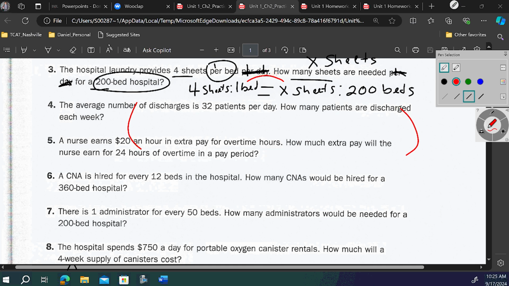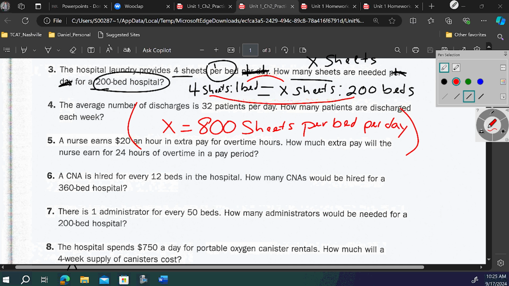1 times X is X sheets, and then I'm just doing multiplication. 4 on the outside, 4 times 200. Yeah, 800. So this hospital needs 800 sheets per bed, and you could add per day if you want. I mean, you don't need to write all that. It would just be 200 sheets would be the answer, really. That'd be correct, but that's what they asked you.